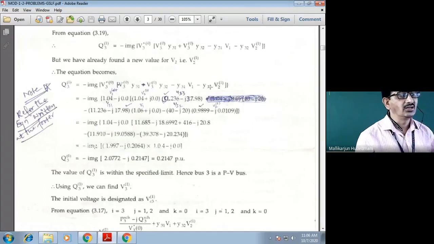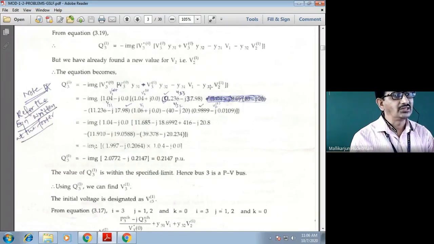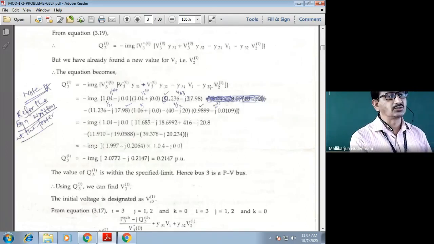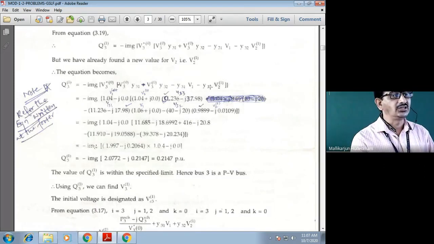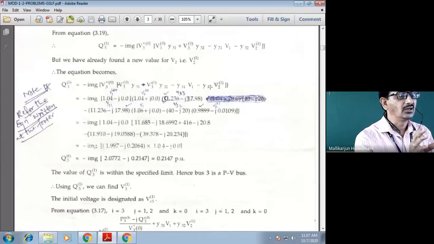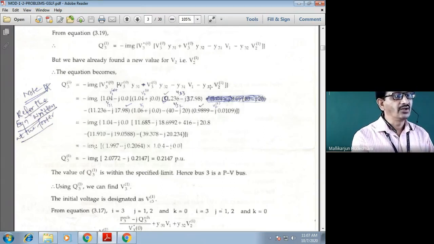If I consider V3 minus V1 with Y31 common, it becomes one term. If I consider V3 minus V2 with Y32 outside, these four terms are gathered as two terms, which represent I31 and I32. Whose product with V3 conjugate represents the complex power at bus number 3. Of that, only the reactive term is my interest. Hence, it is minus the imaginary part of the entire complex power operation.